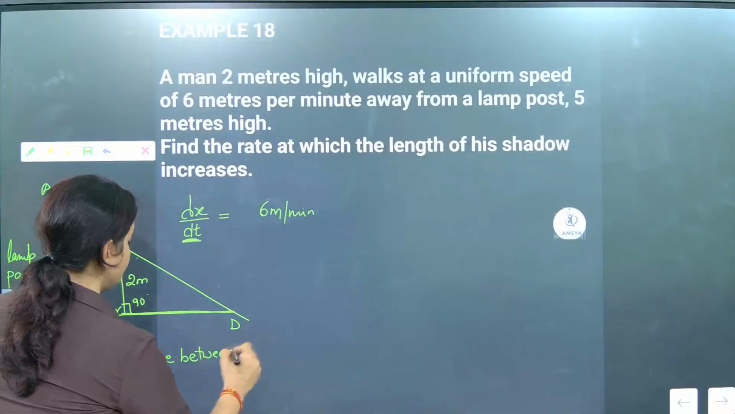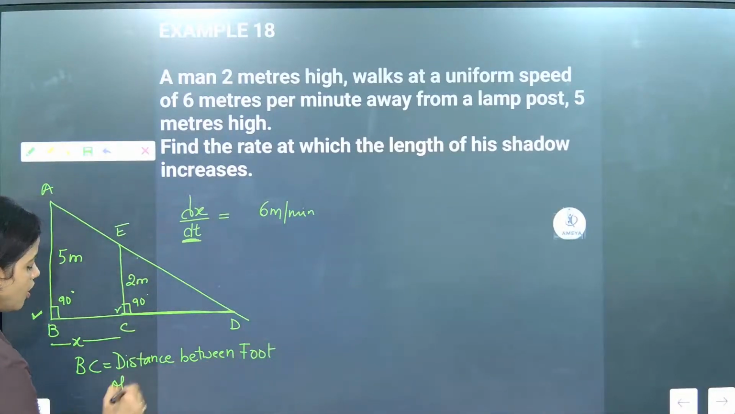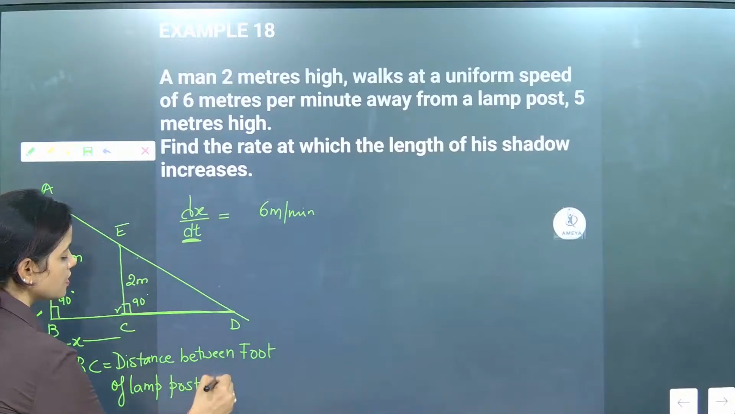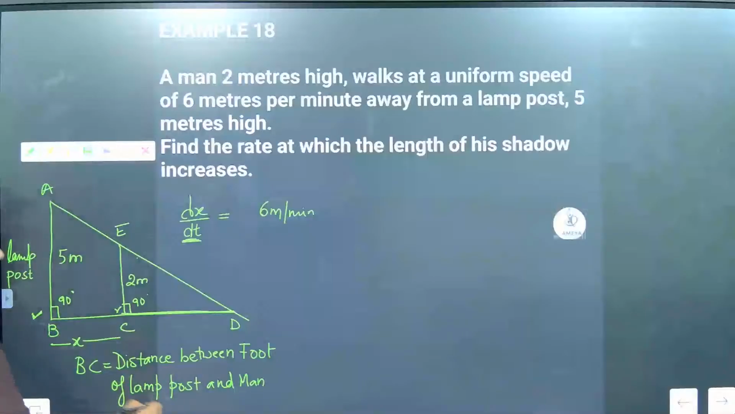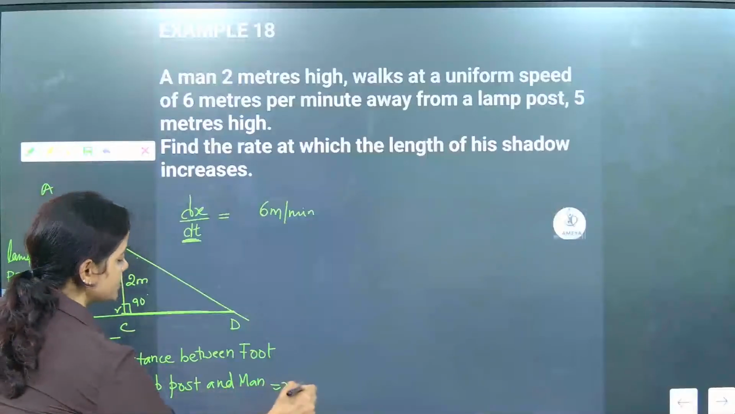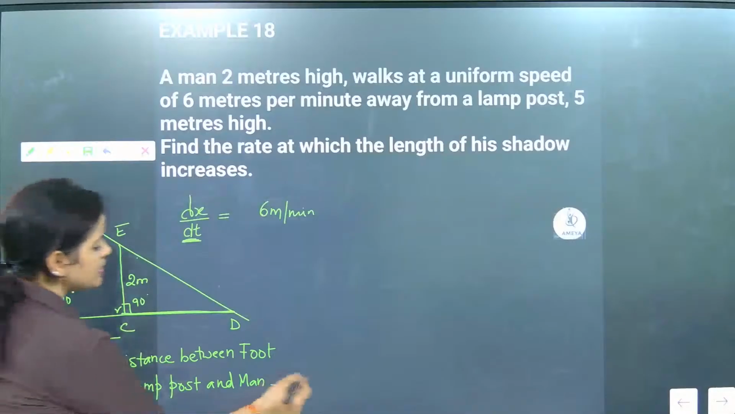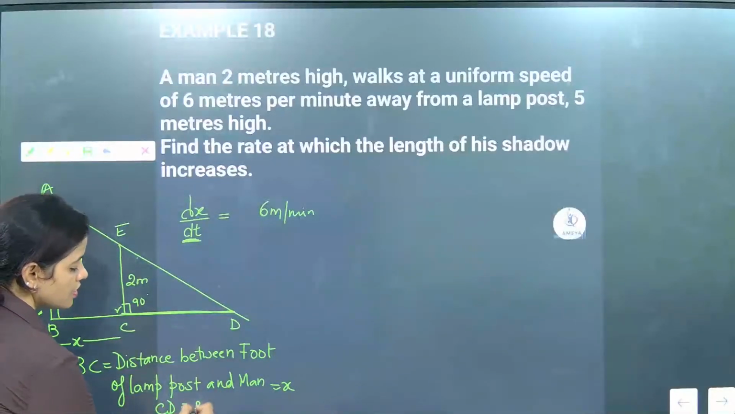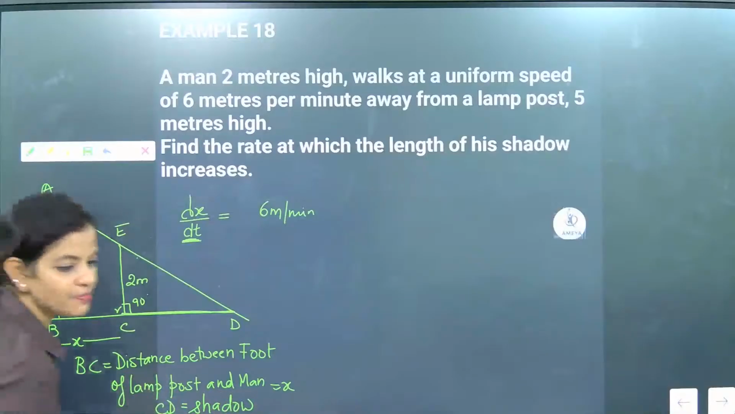BC is the distance between the foot of the lamp post and the man, which is taken as x. Done? Now x meter or x unit you are going to write. What is CD? CD is the shadow, the shadow cast by the person.